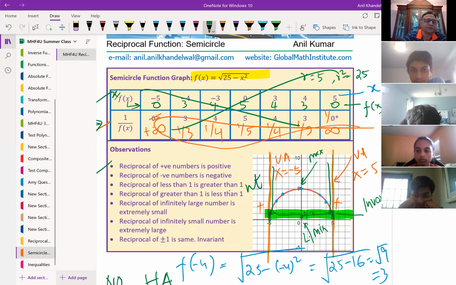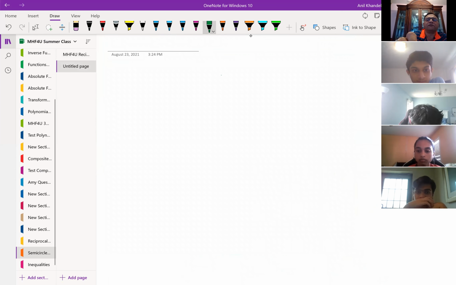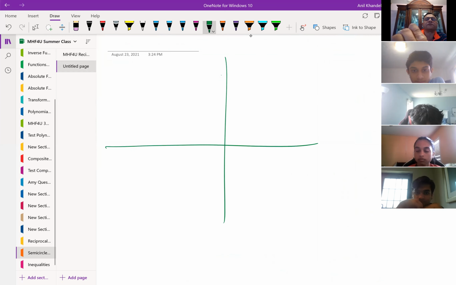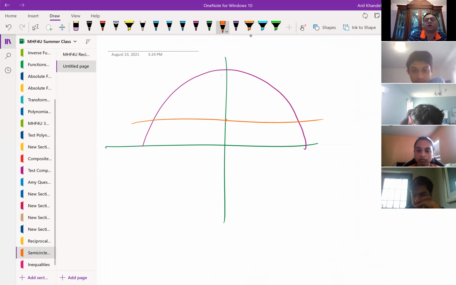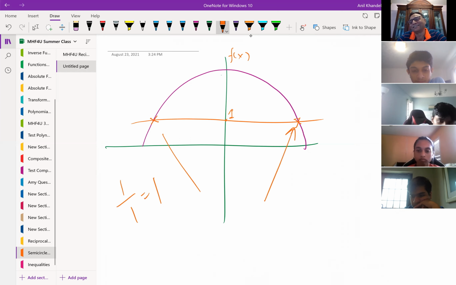Let me add a page here and show you. So what we have actually is, let me just draw roughly. Here we have a function, right? Semicircle. Is that clear to you? Now, let us say this is my line where this point is 1. Do you see that y value of 1? Where is it crossing? That is the invariant point. These two. Because what is the reciprocal of 1? 1 over 1 is 1, correct? So those are your invariant points.